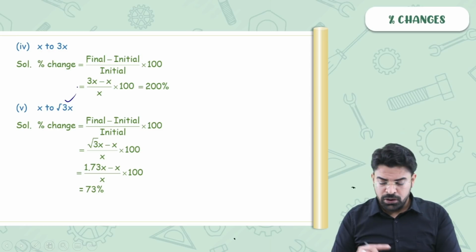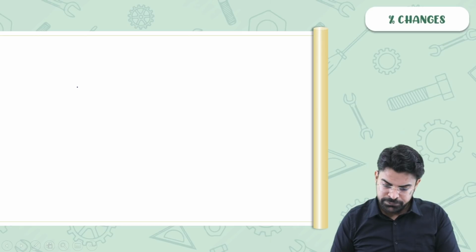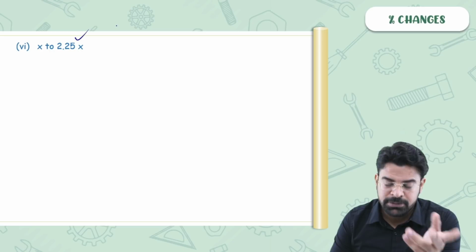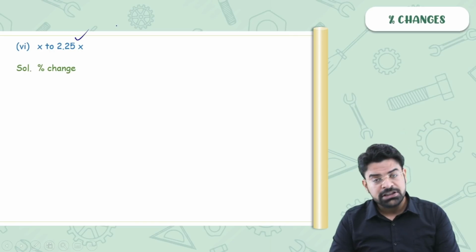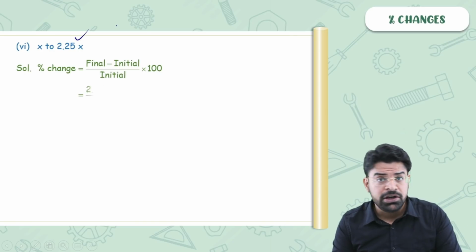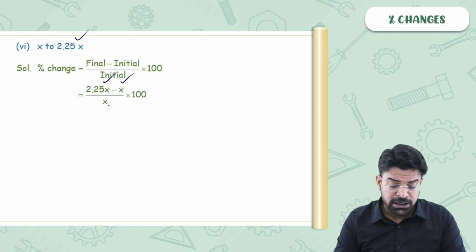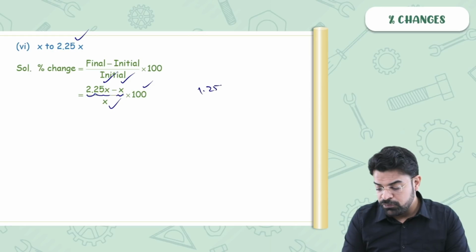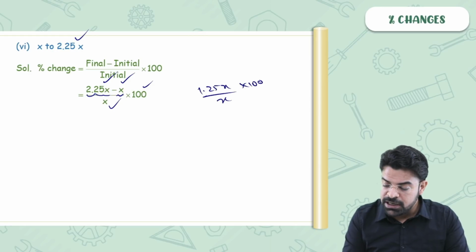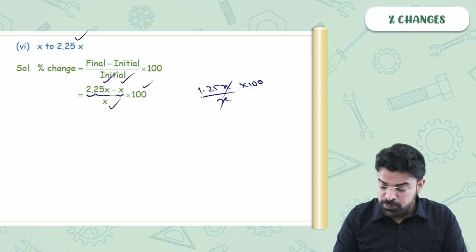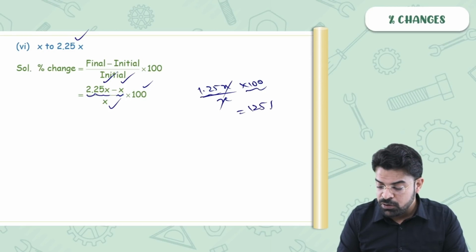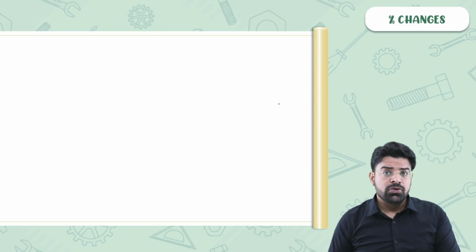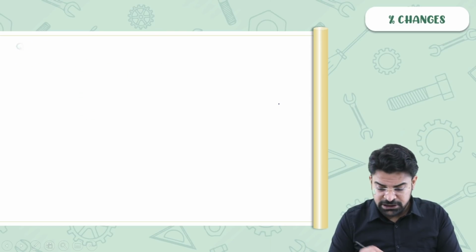Let's take one more example. If the quantity changes from x and becomes 2.25x, what is the percentage increase? Now again you will say, sir, percentage change has to be final minus initial upon initial into 100. That is (2.25x minus x) upon x into 100. 2.25x minus x gives you 1.25x upon x into 100. That is nothing but an increase of 1.25 into 100. That is 125%. So let's practice some questions based on these concepts.